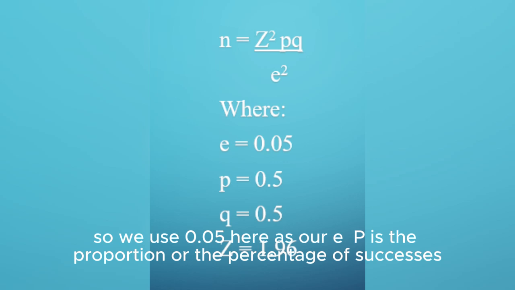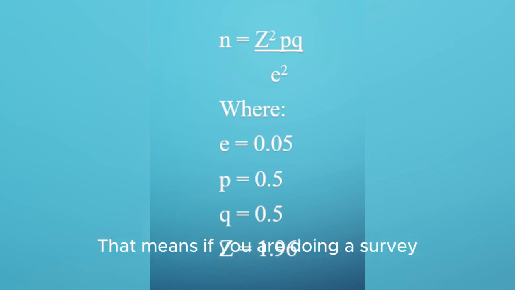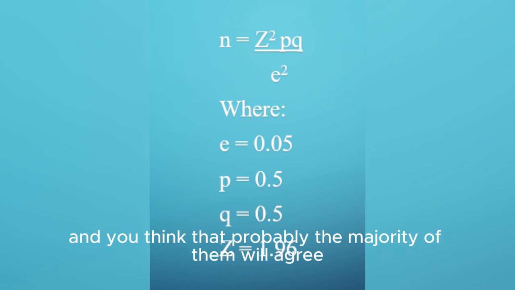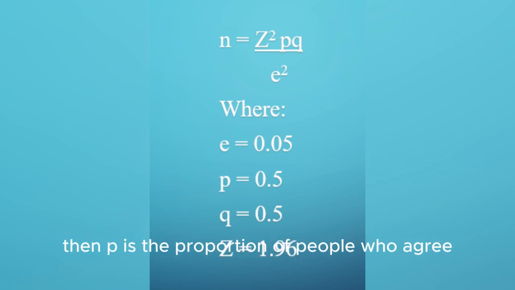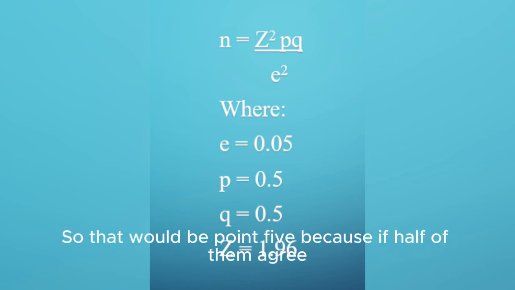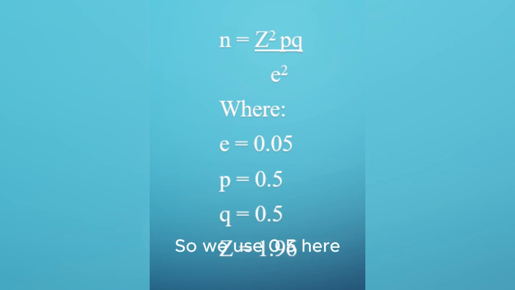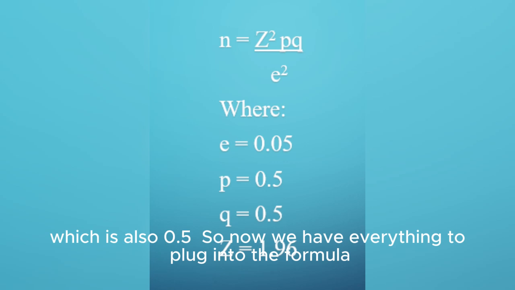P is the proportion or the percentage of successes. That means if you are doing a survey, for example, and you are asking people whether they agree or disagree with something and you think that probably the majority of them will agree, then P is the proportion of people who agree. So that would be 0.5, because if half of them agree, that's the maximum proportion of people who can agree. So we use 0.5 here. And Q is simply 1 minus P, which is also 0.5. So now we have everything to plug into the formula.